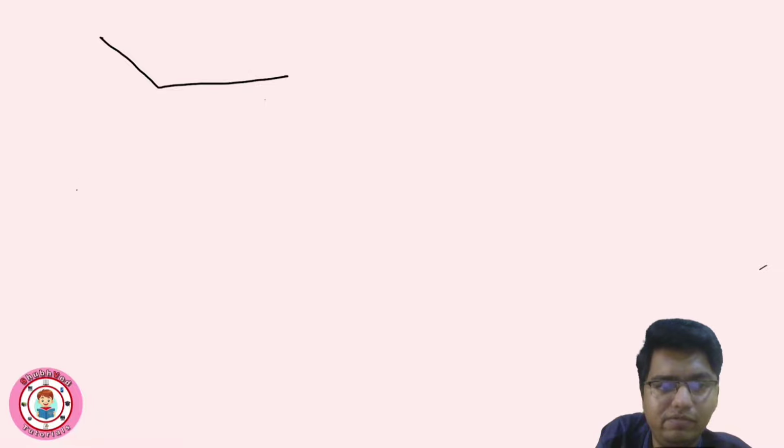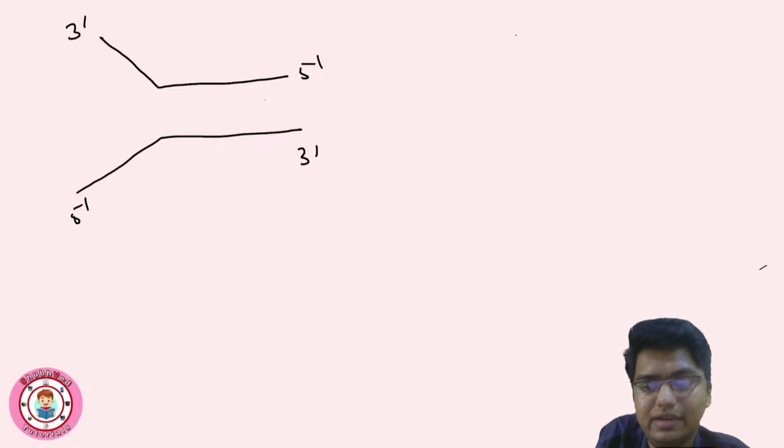Right. The second point in DNA replication is the leading strand and lagging strand. Again, we will draw a replication fork here. All right. Now, we will assume again this is 3 prime to 5 prime and 5 prime to 3 prime. First of all, we have to understand that DNA replication occurs in the 5 prime to 3 prime direction.